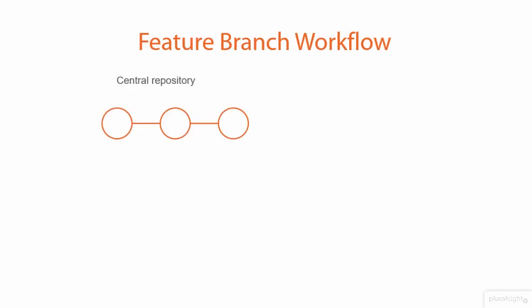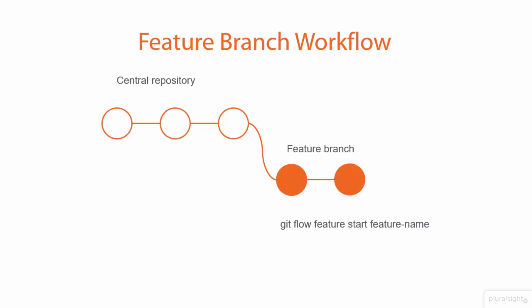So let's remind ourselves of the feature branch workflow. Remember, we have a central repository, and each circle here represents a change within that repository. When we want to create a new feature, we branch off from that repository. And this is the git flow command that we use to start the new feature. So git flow feature start, and then we give the feature a name. And we carry on working on this feature branch.